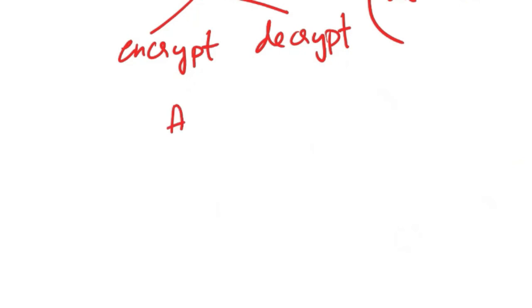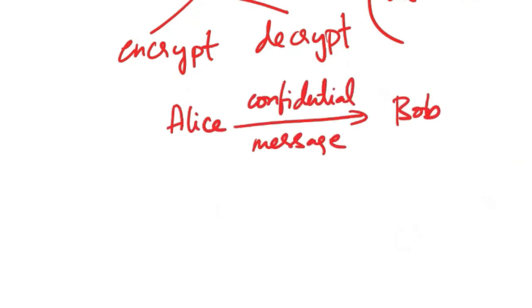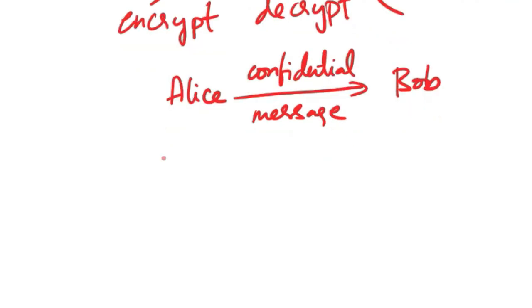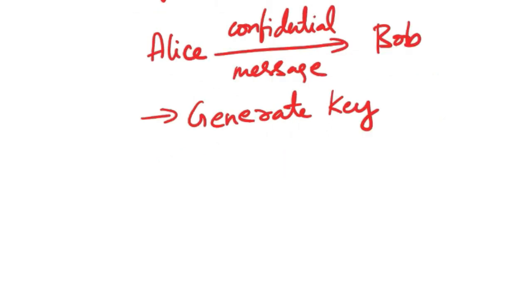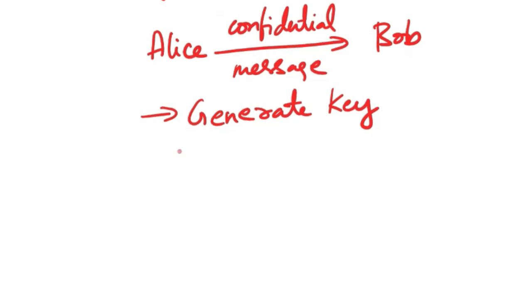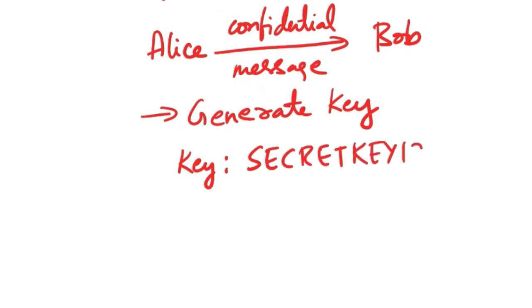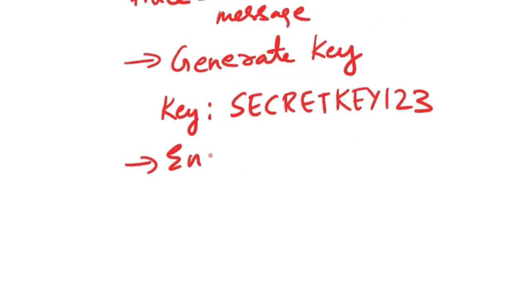Imagine that Alice wants to send a confidential message to Bob. Say she's sending it over an insecure communication channel such as the internet. So Alice and Bob decide to use symmetric cryptography to encrypt and decrypt their messages. First thing they do is to generate a key. Both of them agree on a secret key that they will use for encryption and decryption. Let's say that the key that they choose is secret key 123, and the second step is encryption.